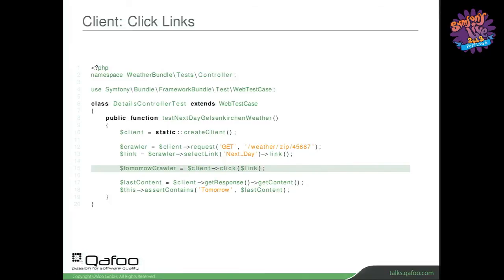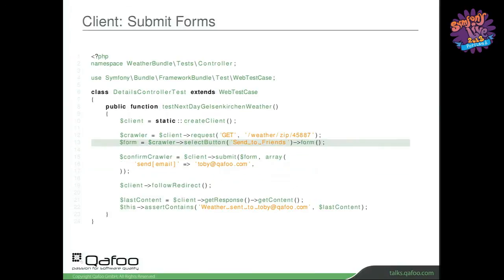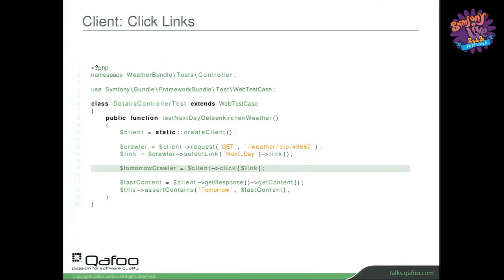So the crawler doesn't know how to make requests. The crawler only knows how to crawl a website and look at it. Then we use the crawler to create a link, and we send this link back to the client to actually do something with it. And then again, we can make assertions on the next site, on what happened. Clicking a link does a new request and returns a new crawler object, and we can do additional assertions on the next site.